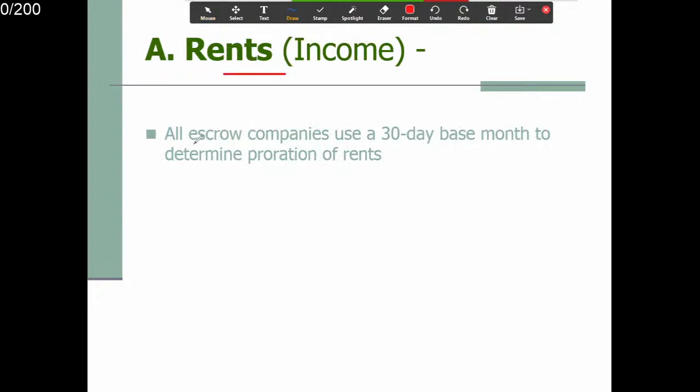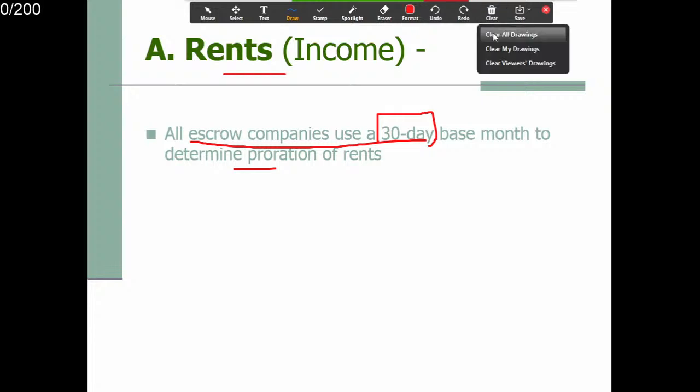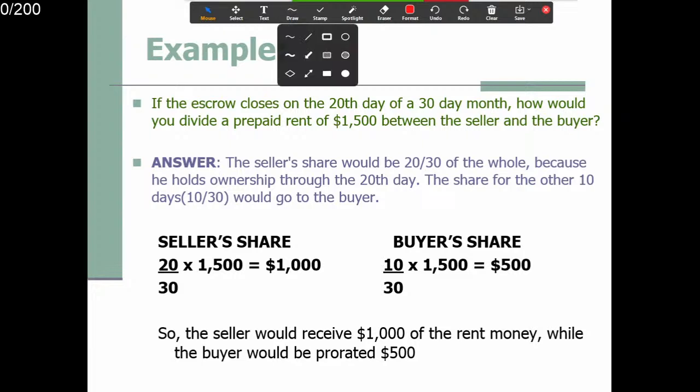So rent, right? It's an income. Escrow company use a 30-day basis to determine proration of rent. Okay. Sometimes they just use 30 days, right? They don't care what it is. But you have to be careful. Okay? If the customer complains, then I have to use natural days. Okay, 很多这个他用30天来算，如果客户抱怨的话，right？他就要用这个真实的天数来算。Alright, let's look at an example, okay?